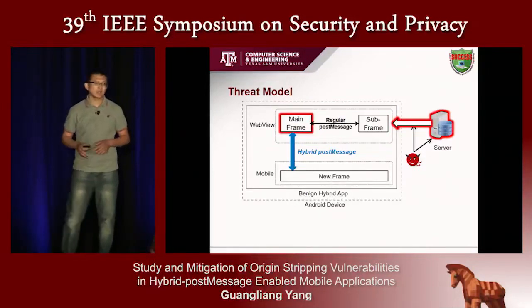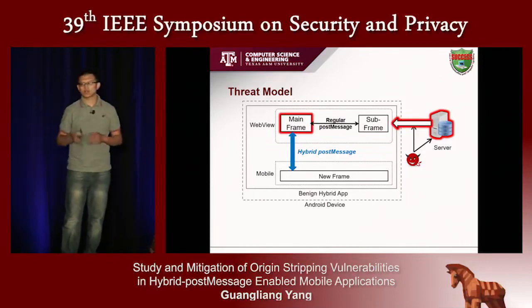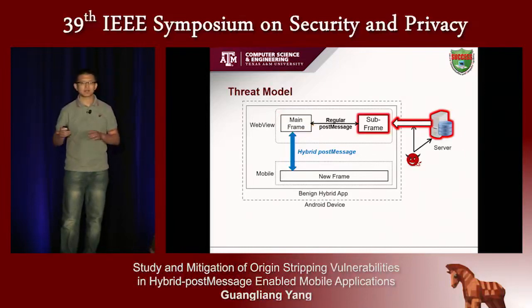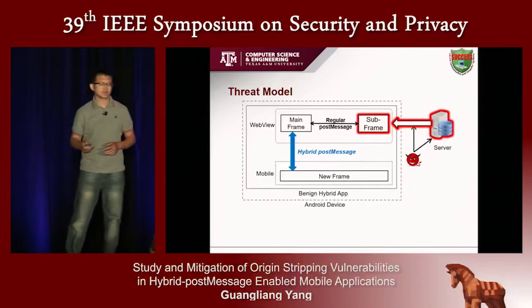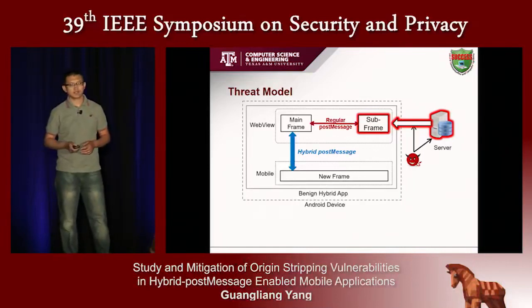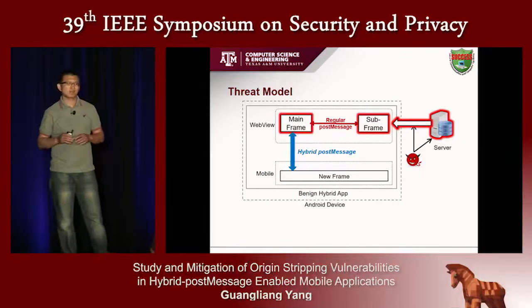More specifically, if the attacker has some chance to inject malicious code into the main frame, the malicious code can directly access and attack hybrid postMessage. If the attacker has some chance to inject malicious code into a subframe, the attacker still may have some chance to attack hybrid postMessage. The attacker can do it like this. The attacker lets their malicious code send a message to the main frame using the regular postMessage. And the main frame likely forwards the message to the mobile platform.